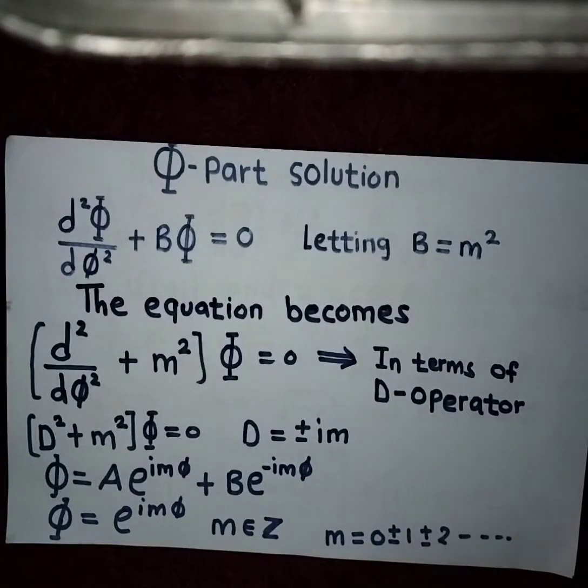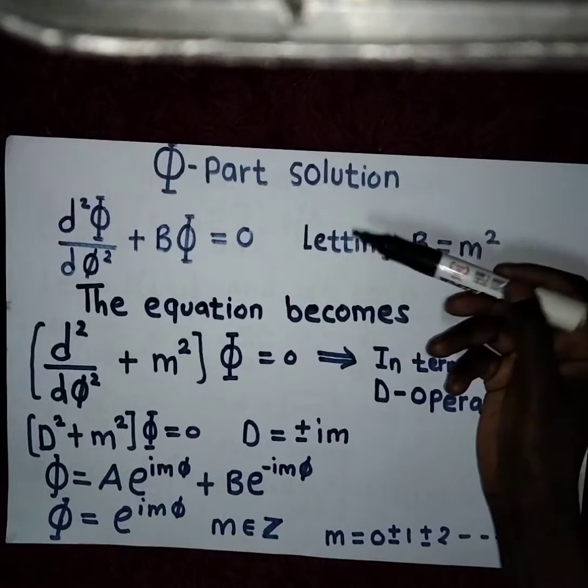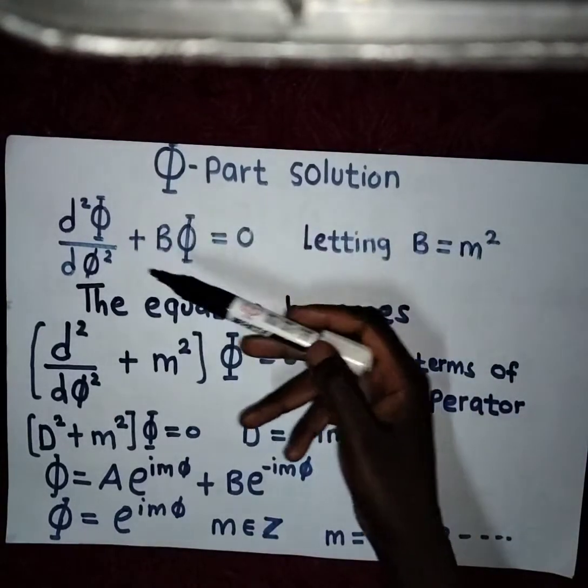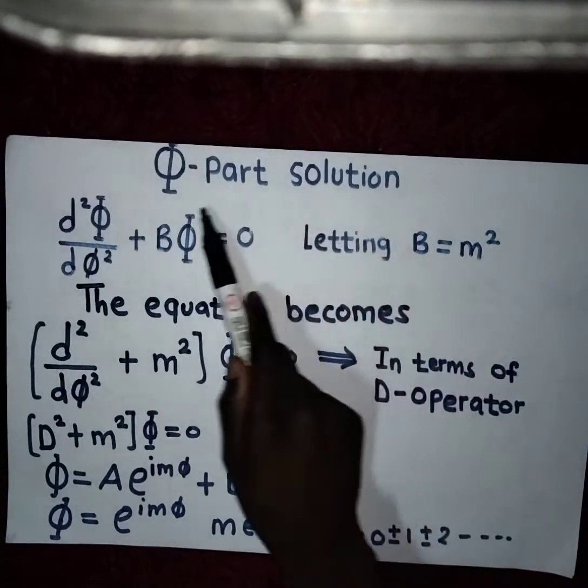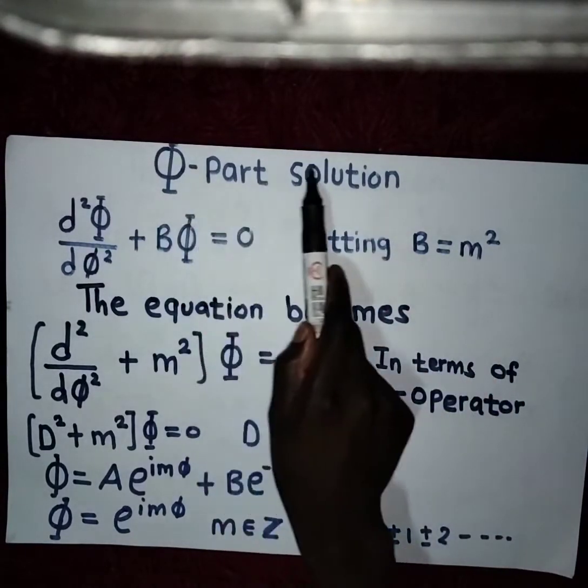I want to discuss something on the theta part solution. Remember, we did our separation of the radial part and the angular part. In our second lesson, we separated the theta part and the phi part of the angular part. So I want to solve this. In this lesson, I want to solve the phi part and the theta part. The first thing I'll do is the solution of the phi part.